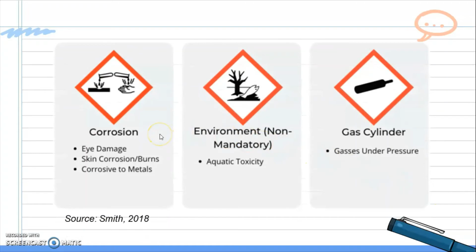Another is the corrosion symbol, which means that it can cause eye damage, skin corrosion or burns, and it is corrosive to metals. Then we have the environment symbol, which means that the chemical can cause aquatic toxicity. And lastly, we have the gas cylinder symbol, which means that the gases are under pressure. These symbols are usually found on the containers of the chemicals para mas madali silang ma-recognize ng mga tao.